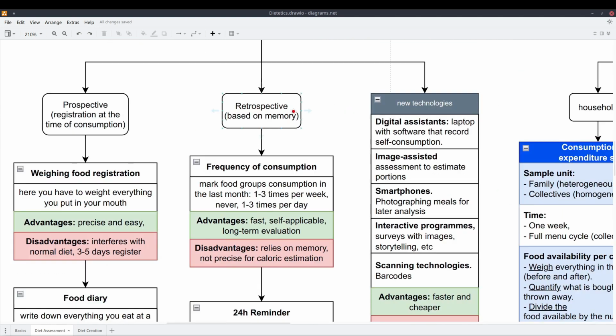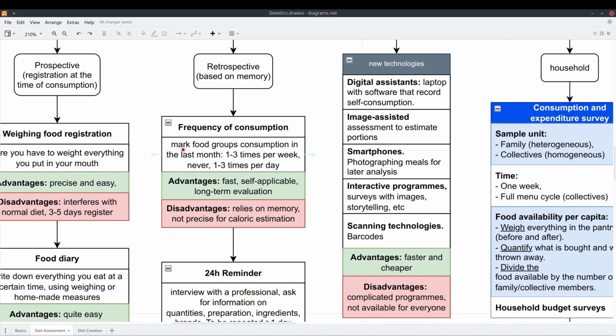Then we have the retrospective methods, which are based on memory. Frequency of consumption: you have to mark food group consumption in the last month. For example, 1 to 3 times per week, never, 1 to 3 times per day. And this with every food group. The advantages: it is very fast, self-applicable, and it has a long-term evaluation. Disadvantages: it relies on memory, and it's not precise for caloric estimation.